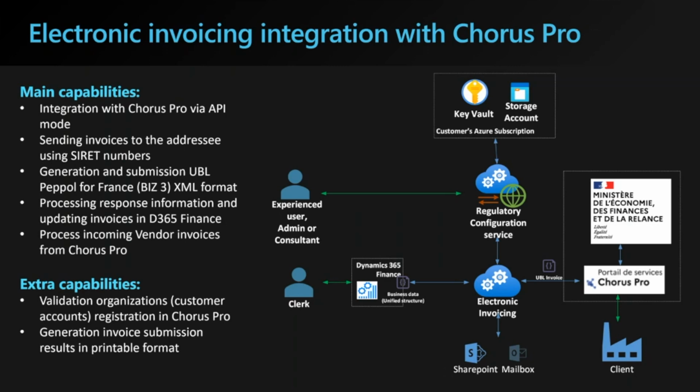That initiates the process of submission of this electronic invoice, already converted to UBL structure format, and waits for or receives the response from the Chorus Pro services and processes the response. In case it is successful and there are no errors, then the clerk can see this information as a successful submission.